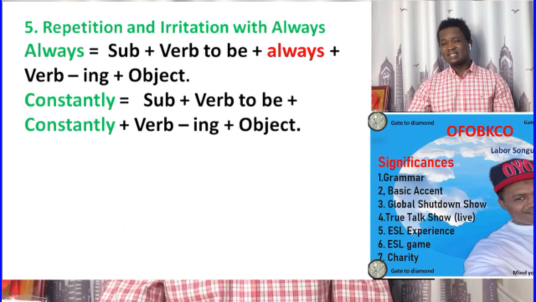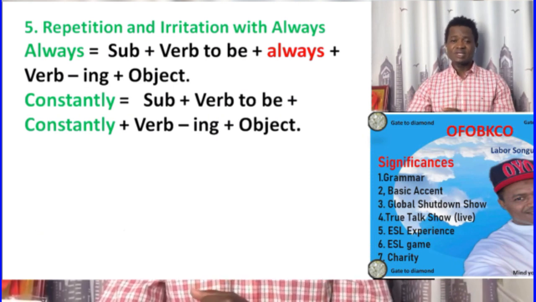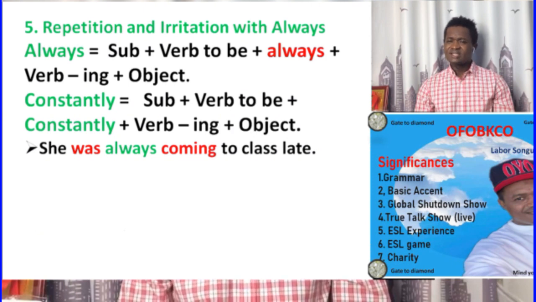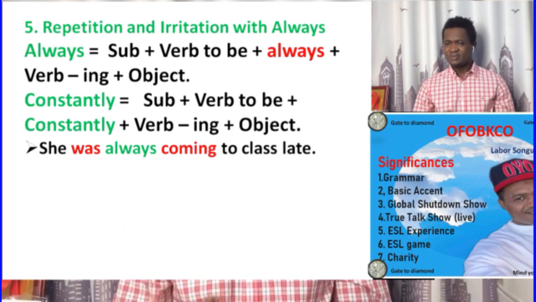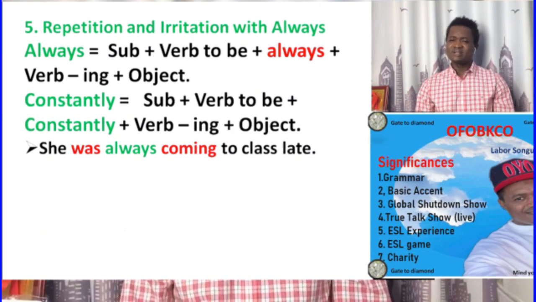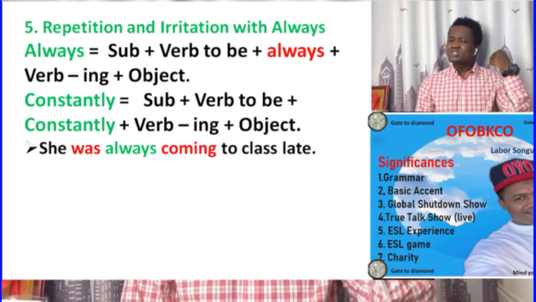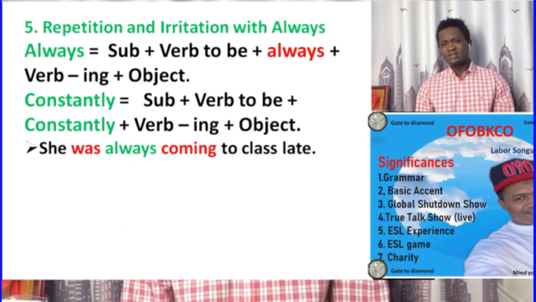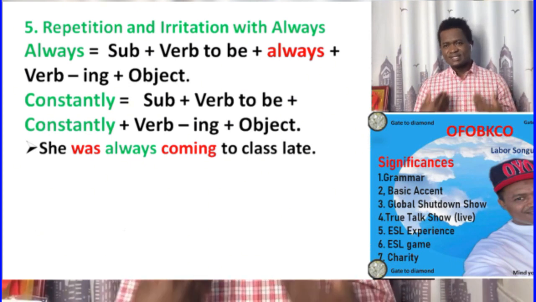Okay, guys, let's do some examples. She was always coming to class late. This is an irritating, annoying situation. So she was always coming to class late. That was in the past, so in the past it was still going on.